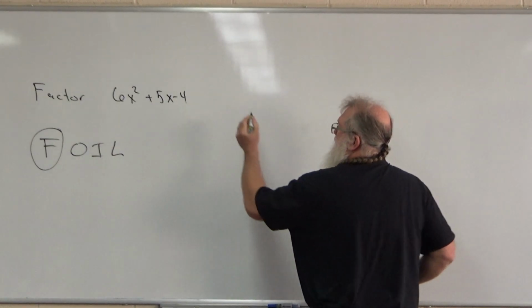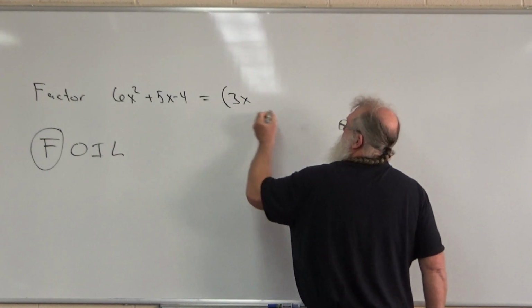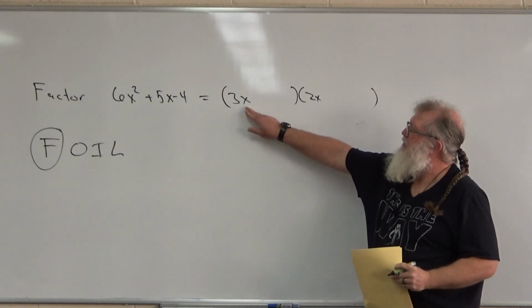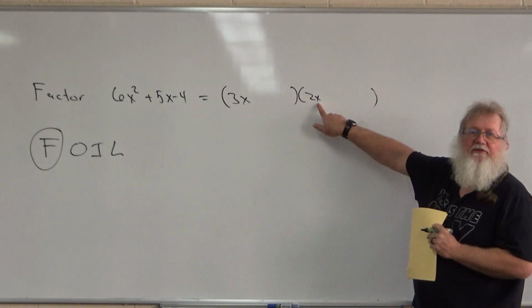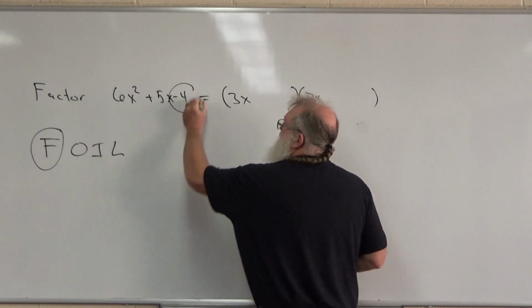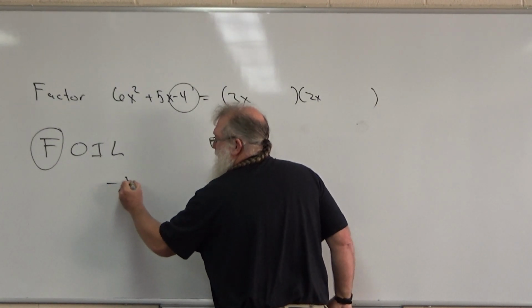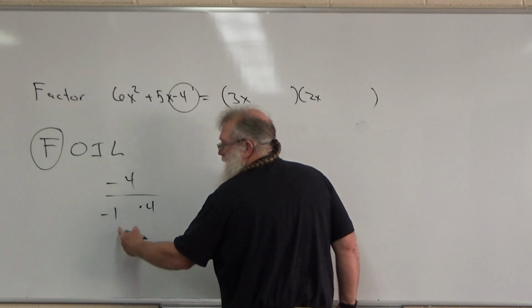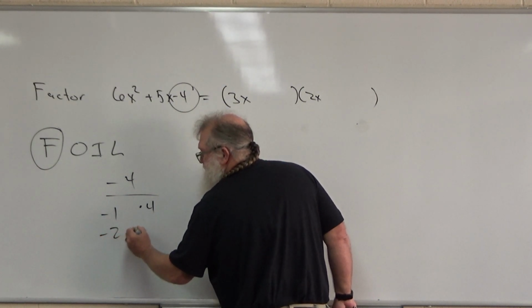I could get a 6x squared as a 3x and a 2x. Remember, when we FOIL, we do first times first. 3x times 2x is 6x squared. Then we go to the last term, which is negative 4. How can I get a negative 4? Well, negative 1 times 4, 1 times negative 4, negative 2 times 2.